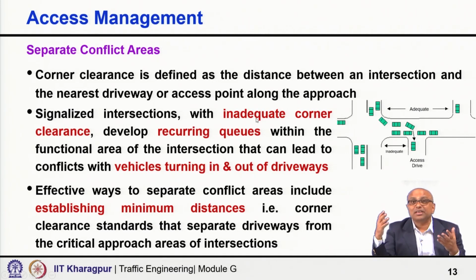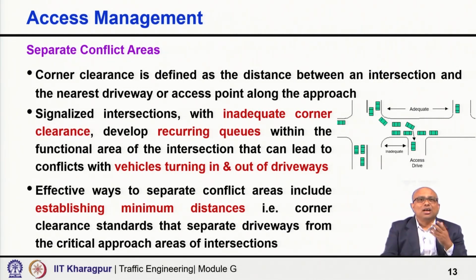Signalized intersection, why are we saying it should not be too close? The reason is stated here. Signalized intersections with inadequate corner clearance develop recurring queues within the functional area of the intersection that can lead to conflicts with vehicles turning in and out of the driveways. So, if the corner clearance is not adequate, then what will happen? If there is a signalized intersection, you will have recurring queues and these queues may go up to the functional area of the intersection and therefore may lead to conflicts with vehicles which are turning in and turning out of the driveways.